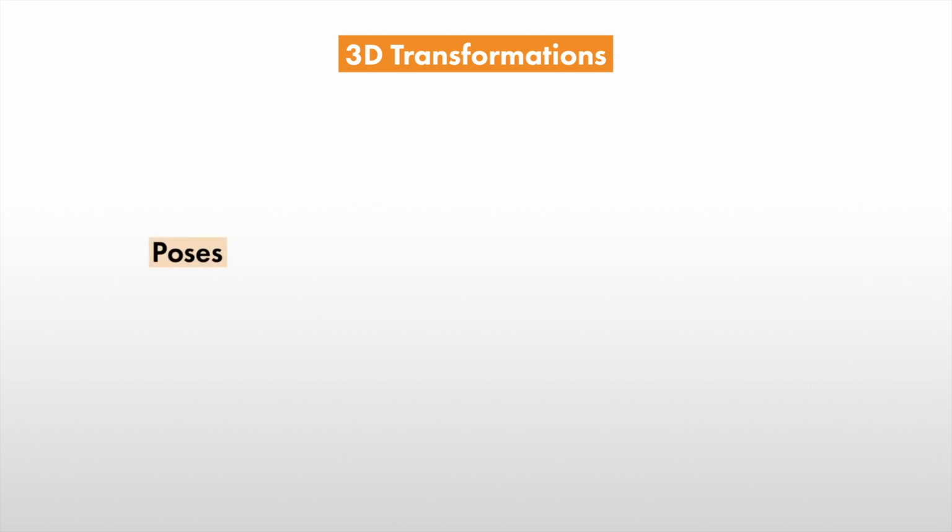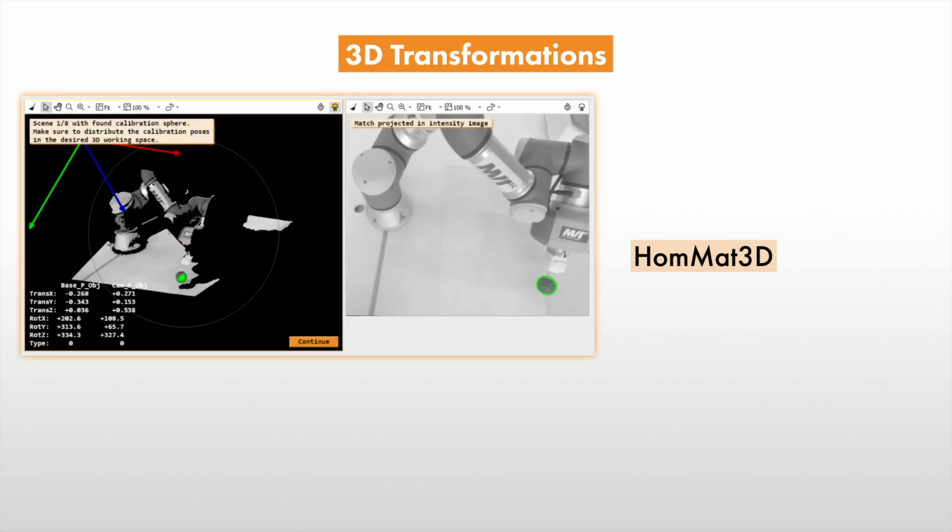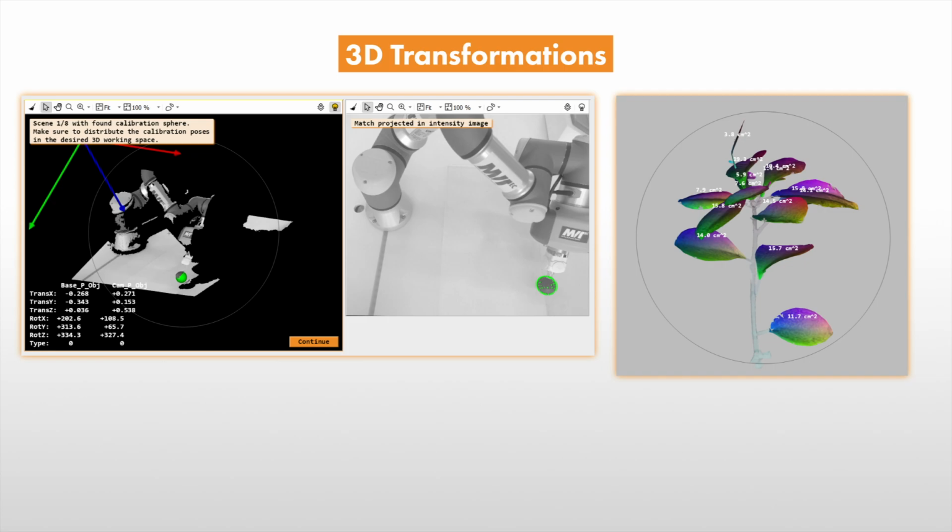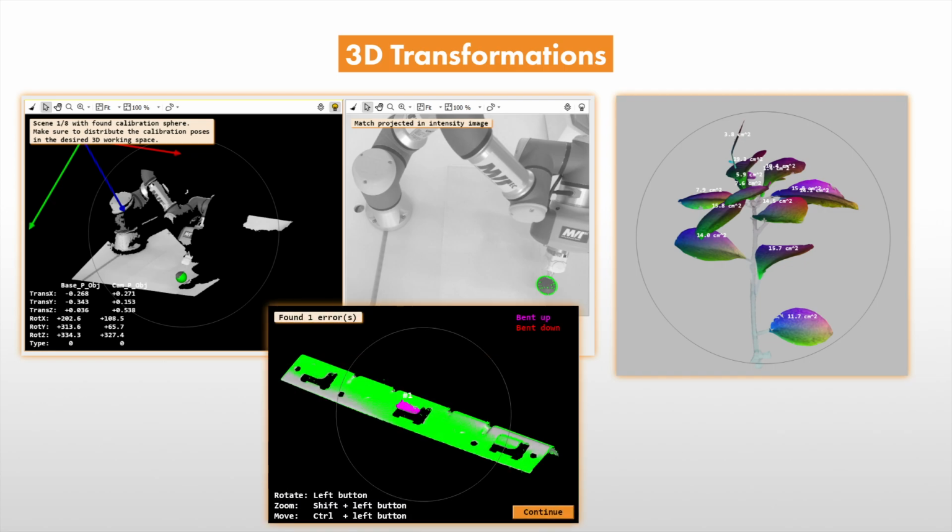Hello and welcome. In this tutorial, we will have a look at 3D transformations with MVTec HALCON. In particular, we will learn how to read and use 3D poses and what makes them different from homogeneous 3D transformation matrices. The information presented in this video will help you with many applications, like hand-eye calibration, 3D measurements, or 3D surface comparison.